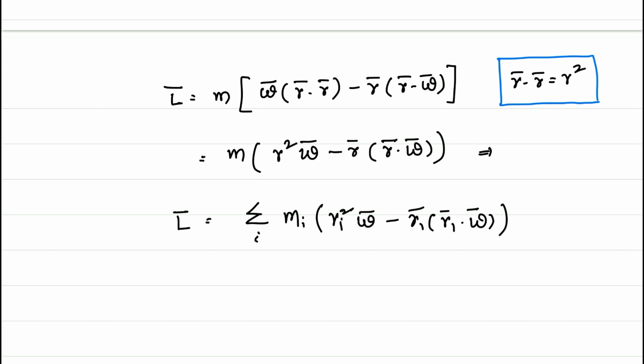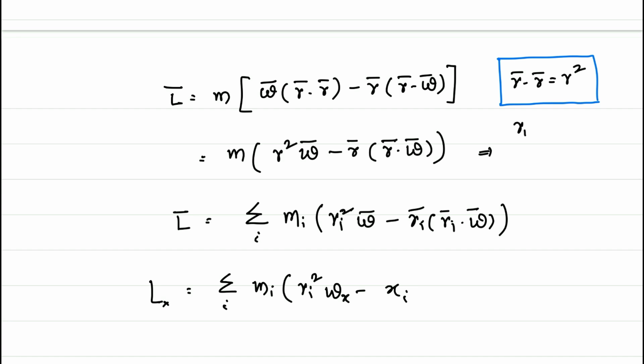Then shall we go for some x direction? Any direction, let us try to do. Lx is equal to sigma mi into ri square. Because omega is a vector, it will have components omega x. ri is a vector, hence it has got a component rx, that is in the x direction. What is the component? xi.